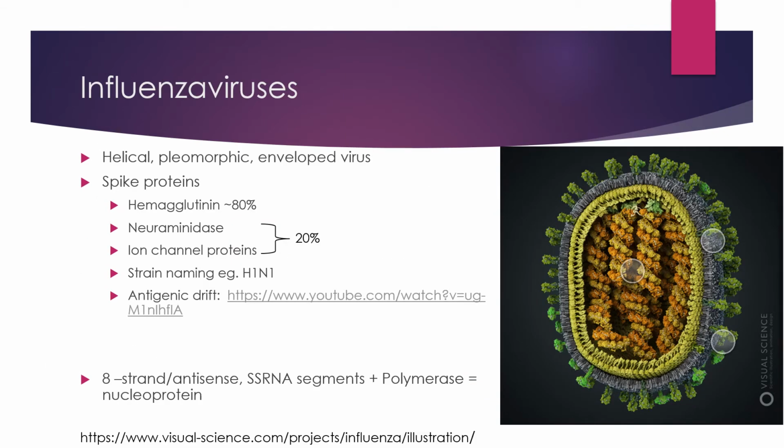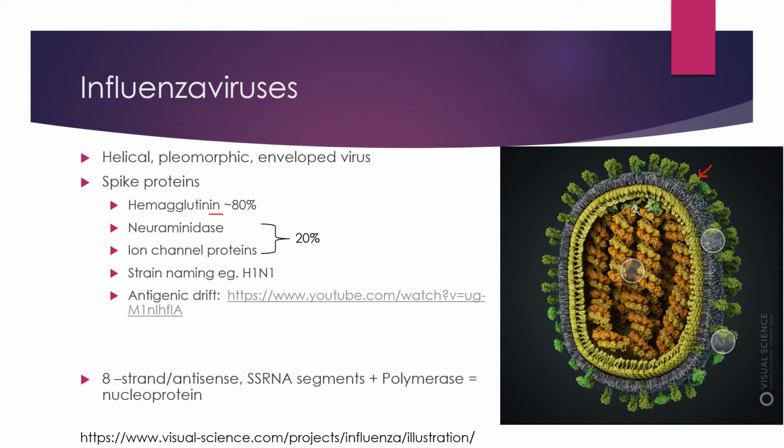Influenza viruses are helical pleomorphic enveloped viruses. This means that they have a helical capsid, they can have multiple shapes, and they have a lipid layer. You may remember from the last video that some viruses acquire an envelope by snatching a bit of plasma membrane from a host as they bud away. Embedded within this envelope are two glycoproteins that form spikes, like you see here, on the virus surface. Hemagglutinin is the most abundant of the spike proteins.